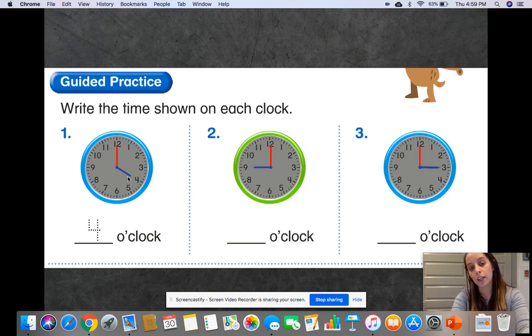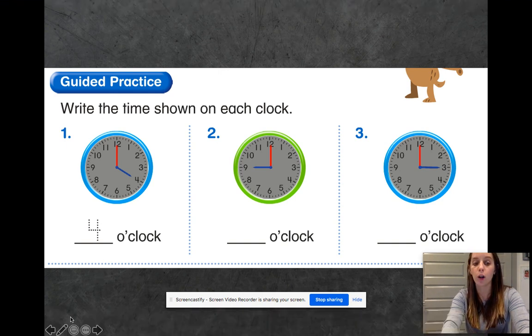So when you look at the hour hand, you look at what number is being shown. And in this case, I see it pointing to the number 4. And our minute hand, again, is going to be pointing to that 12. So when it's pointing to the 12, we say o'clock. So the time is 4 o'clock. And as always, our first example is done for us. Let's take a look at number 2.